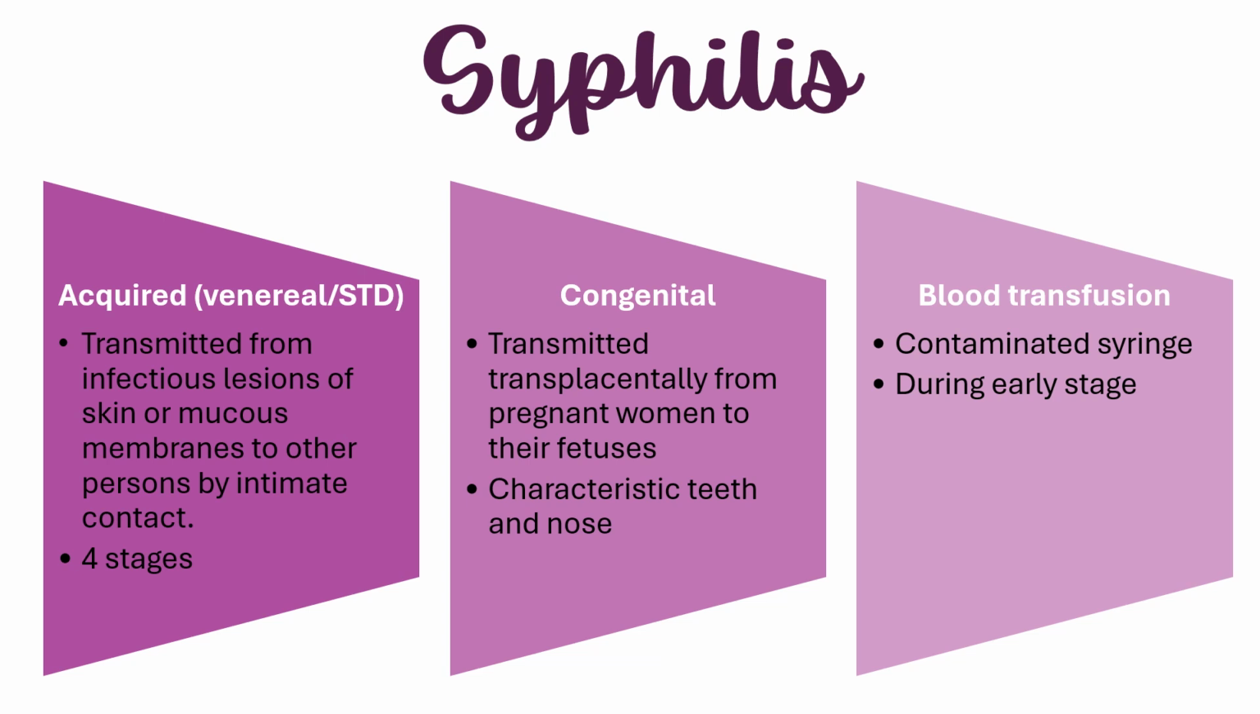The second way is congenital, which means it's transmitted transplacentally from pregnant women to their fetuses. Babies who are born with congenital syphilis have characteristic teeth and nose. The last way is the blood transfusion, which means it's transmitted by a contaminated syringe, and it commonly happens during the early stage of syphilis.